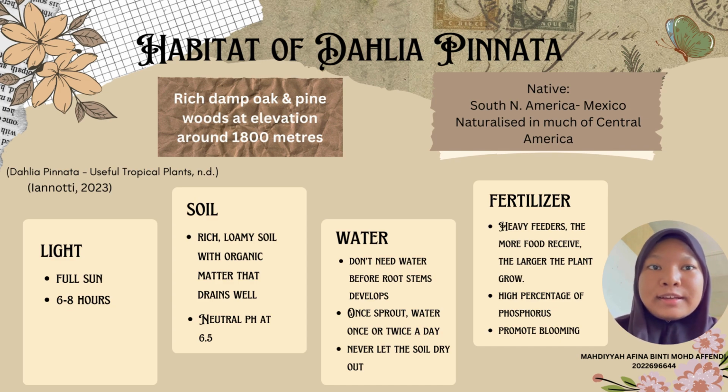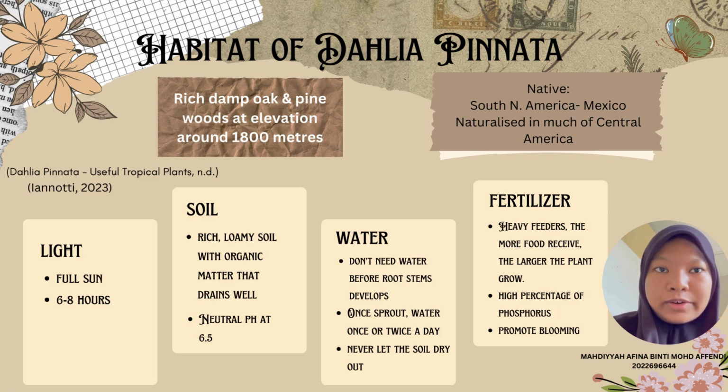A good combination of habitat means it needs soil, light, water and fertilizer. For the light, it prefers full sun at about 6 to 8 hours a day. For the soil, it requires a rich loamy soil with organic matter that drains the water well and neutral pH at about 6.5. For the water, Dahlia Pinnata does not need water until the green sprouts grow. Once the green sprouts grow, it requires water once or twice a day to never let the soil dry out.